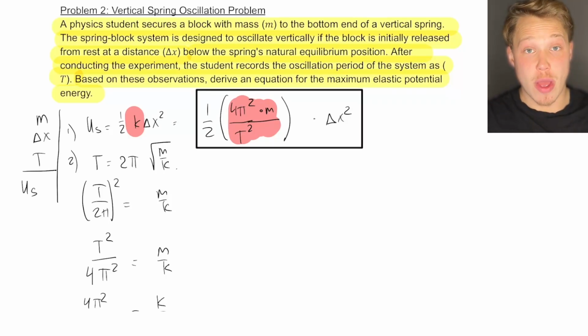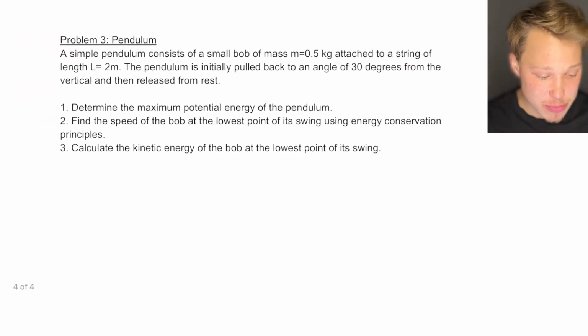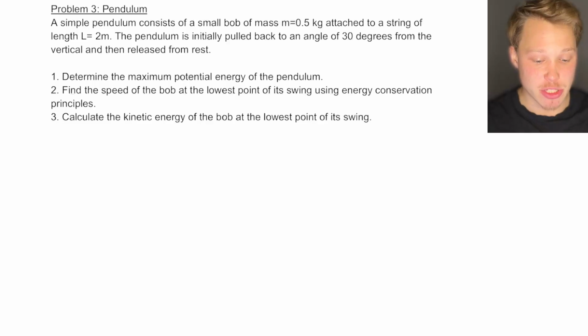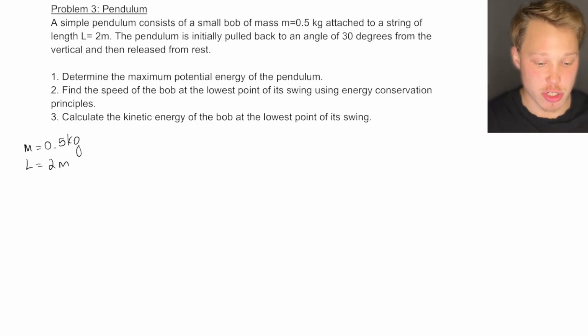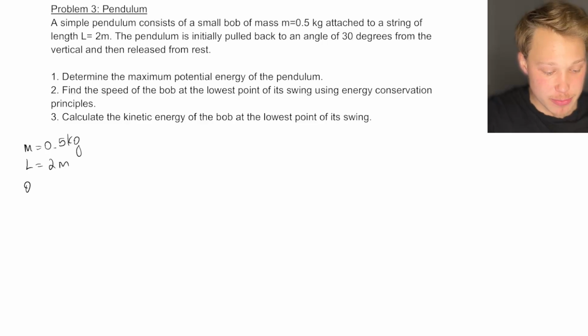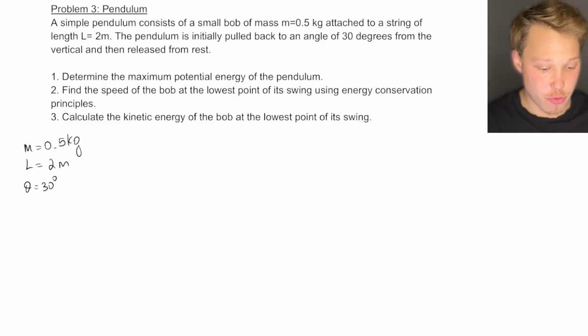All right, so finally we have a very important problem, because we're going to find how this energy conservation applies to pendulums. So in this last problem for today, we have a simple pendulum that consists of a small bob of mass 0.5 kilogram attached to a string of length 2 meters. The pendulum is initially pulled back at an angle of 30 degrees from the vertical and then released from rest. Determine the maximum potential energy of the pendulum.